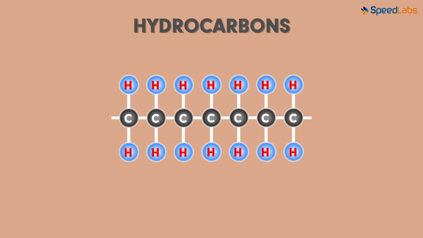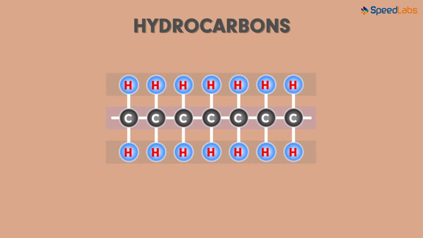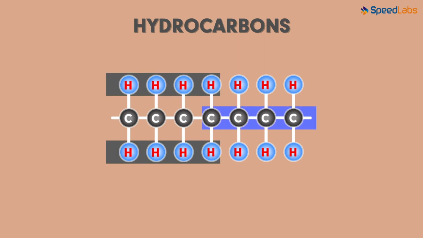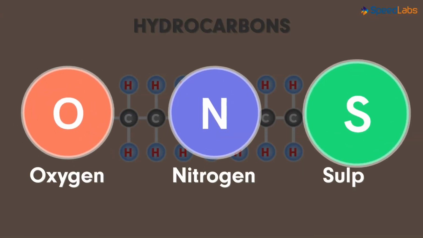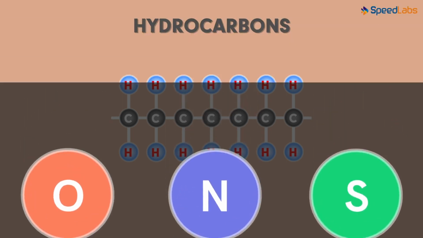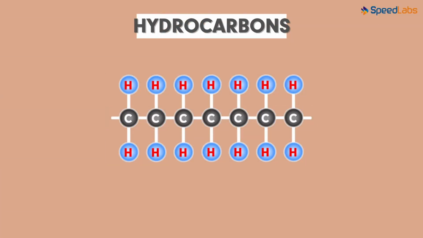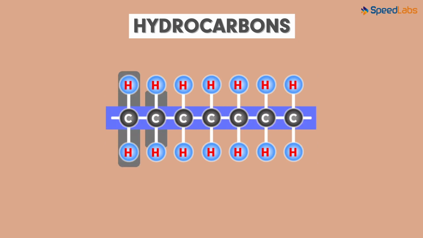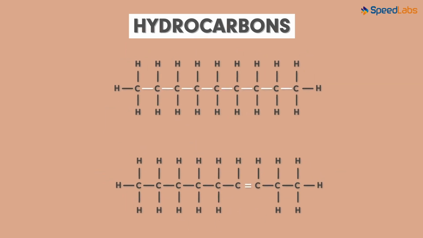So are these compounds only made up of these two elements? Not necessarily. Hydrocarbons mainly have these two. However, other elements like oxygen, nitrogen, sulfur, and many others also participate in the formation of hydrocarbons. But the backbone consists of carbon and hydrogen atoms. So a hydrocarbon will chiefly have carbon atoms bonded to each other and hydrogen atoms attached to them. They would appear somewhat like this.